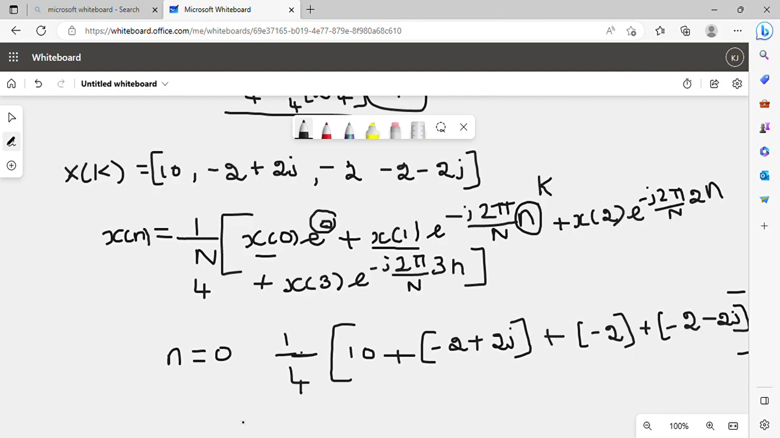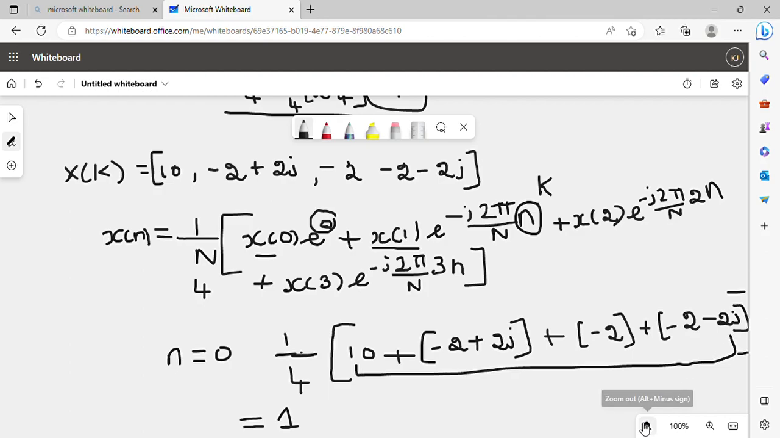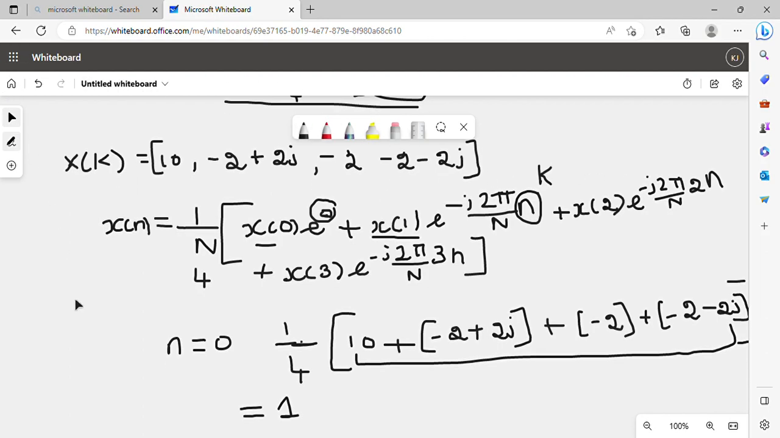Okay, so now if you simplify, you get the value as 1. I can't show the simplification due to my calculator issues. So this is minus 2 plus 2j. All this you have to put in the calculator like this only, without fail. No need of putting it separately. Please put all this together directly in the calculator. Whatever resultant you get, you divide it by 4. That's it. Right? So now if I consider my n is equal to 1.